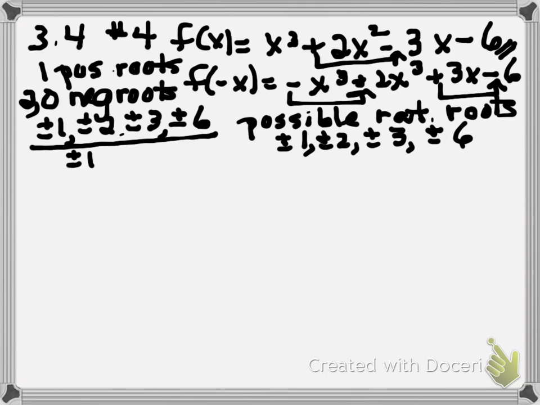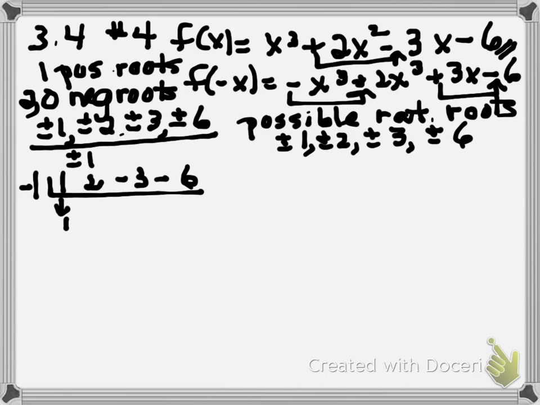Now, because we have one positive, you might want to start out by trying some negatives, because we know that there can be two of those. So let's try a negative 1, just so we're trying something different. We have 1, 2, negative 3, and negative 6 synthetic division.